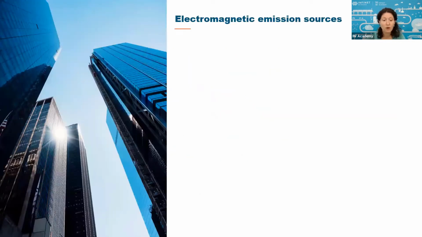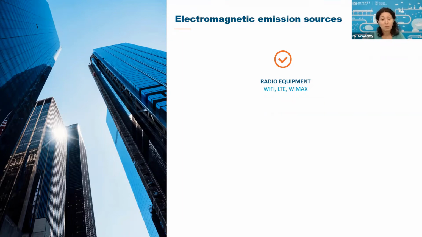Let's now move forward and discuss the electromagnetic emission sources. As you know, the interference caused by the simultaneous operation of several radio equipment in a common frequency range is called mutual interference. This arises when the frequency spectrum of some devices lays within the reception bandwidth of other devices. This leads to electromagnetic compatibility problems.